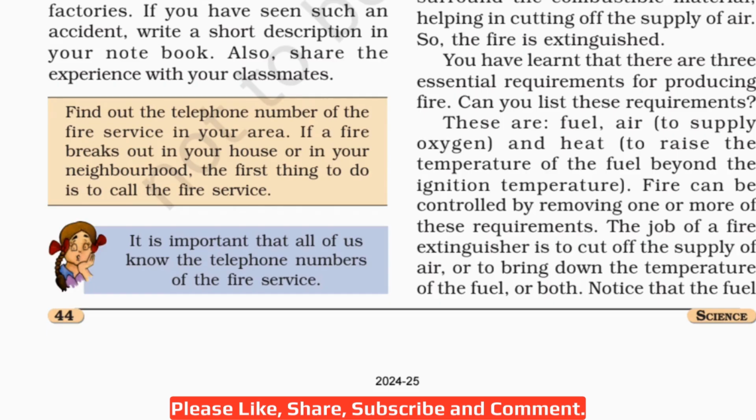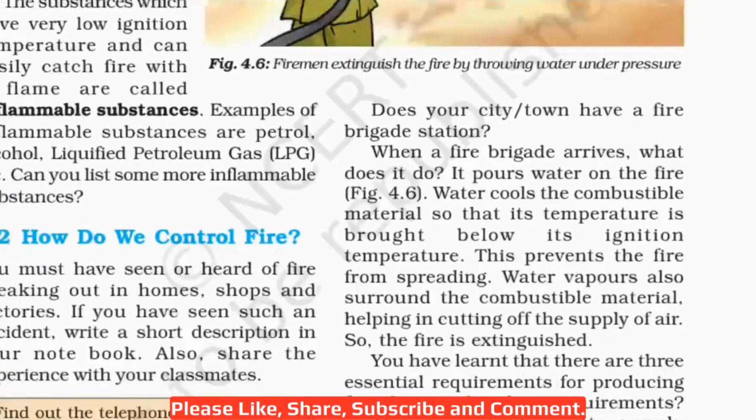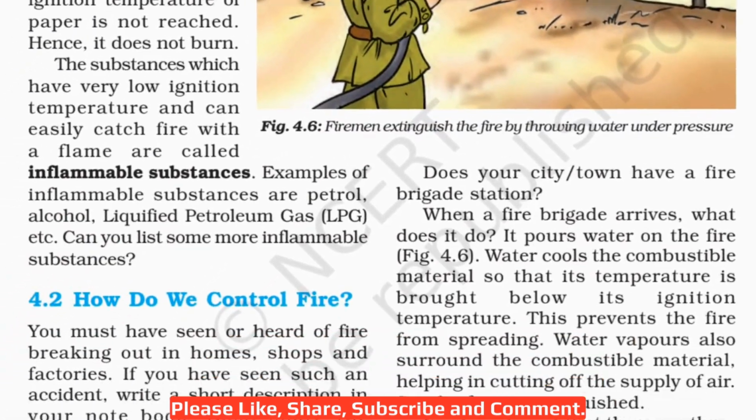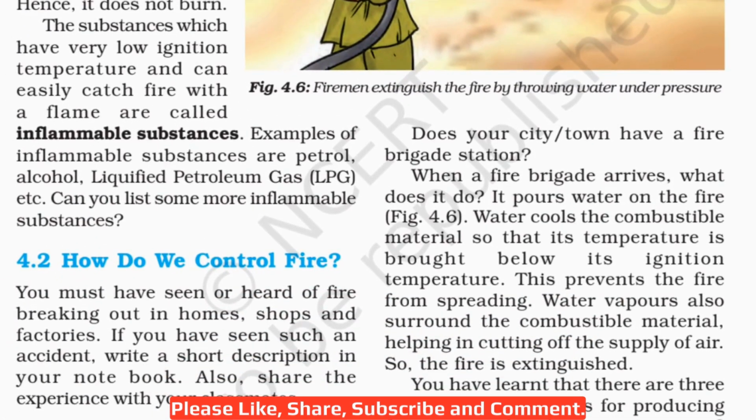Now Paheli is saying it is very important that all of us know the telephone numbers of the fire service of our area, right? Does a city or town have a fire brigade station? Yes, it will obviously have. Then when a fire brigade arrives, what does it do? It pours water on the fire. What happens by pouring that thick stream of water on the fire? Water cools the combustible material, the burning material, so that its temperature is brought below its ignition temperature.